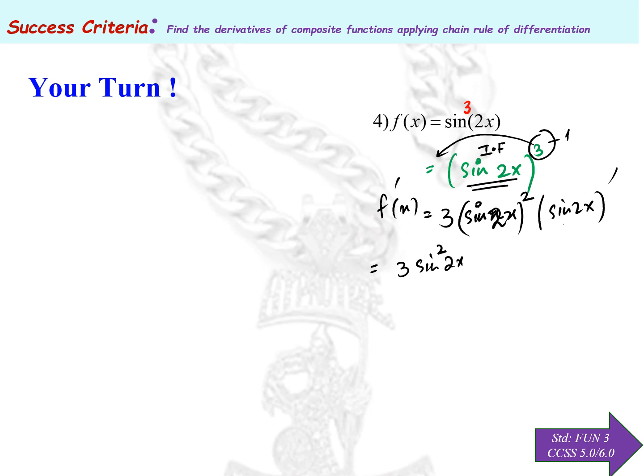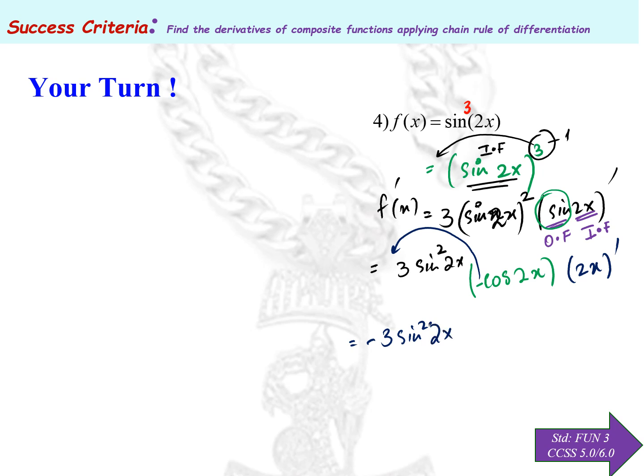Okay, now here sine 2x, in which sine is the outer function and this 2x angle is the inner function. Now sine is our outer function, right? Circle it. Sine changes into what? Minus cosine. One time we write the inner function as it is and one time we write the inner function with the prime. Now complete it. This negative will come in the start because they are multiplying. So negative 3 sine square 2x cosine 2x.